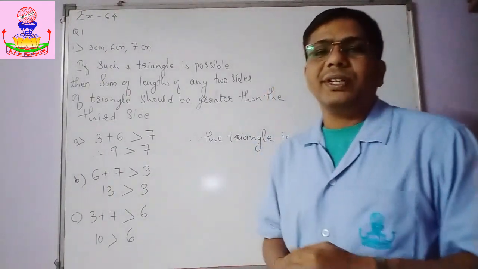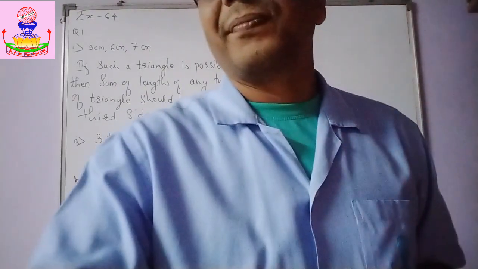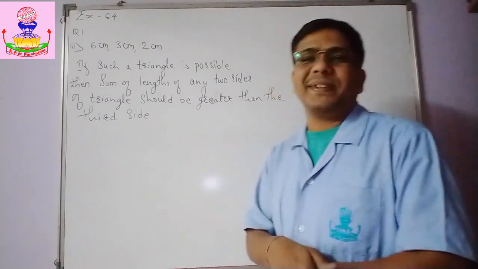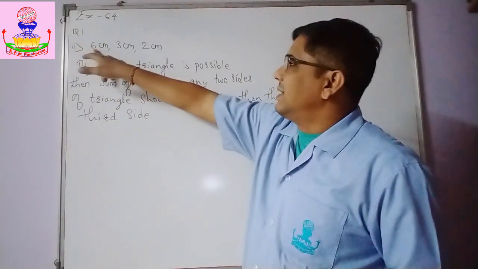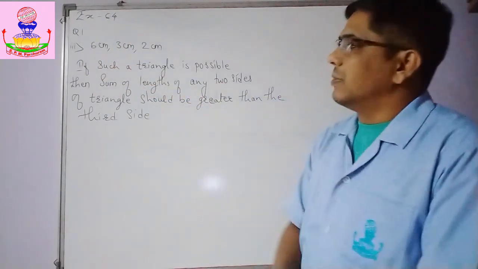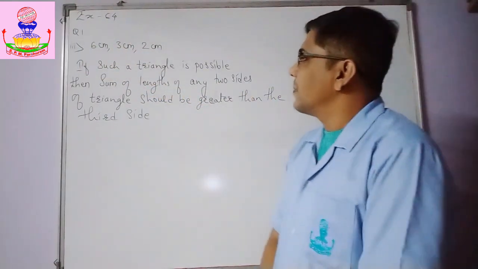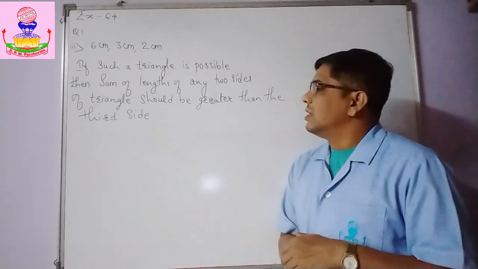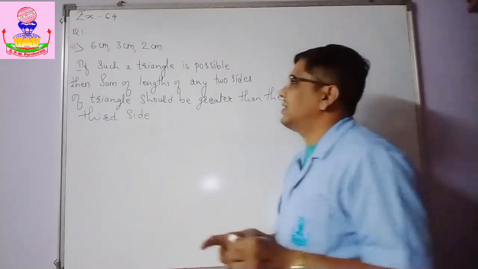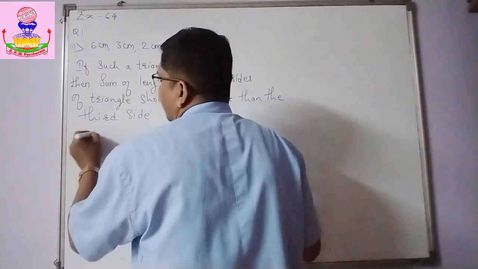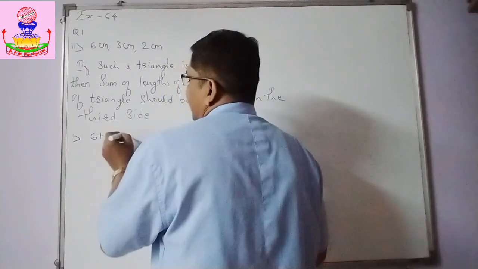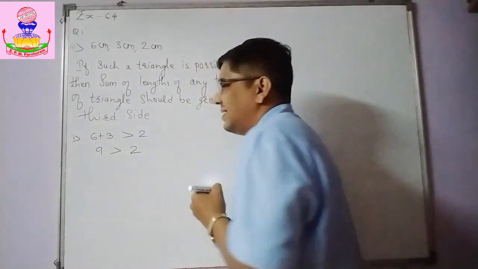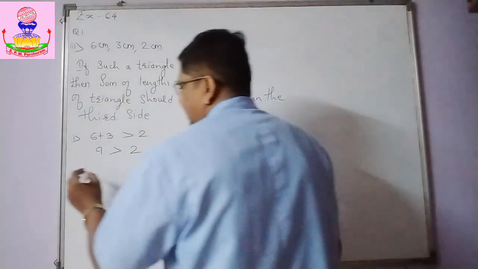Now, let's move to the third example. This property I have not rubbed, I have kept it as it is. Third example, 6 centimeter, 3 centimeter and 2 centimeter. So if such a triangle is possible, then the sum of the lengths of any two sides of a triangle should be greater than the third side. Right? So let us check. So first possibility, 6 plus 3. Is it greater than 2? So 9, it is greater than 2. Yes, it is possible.